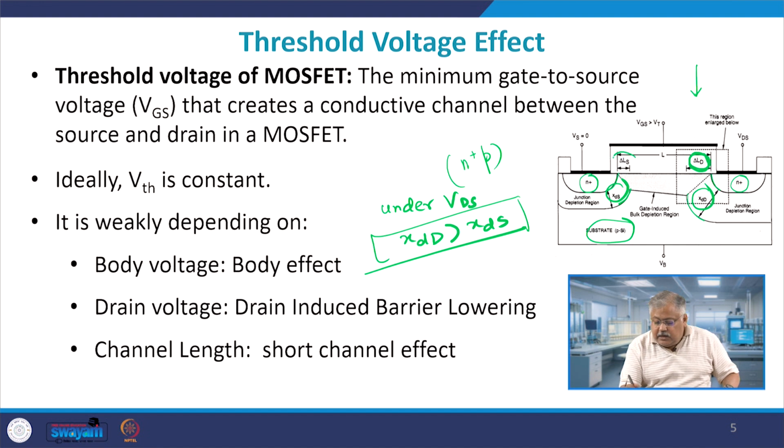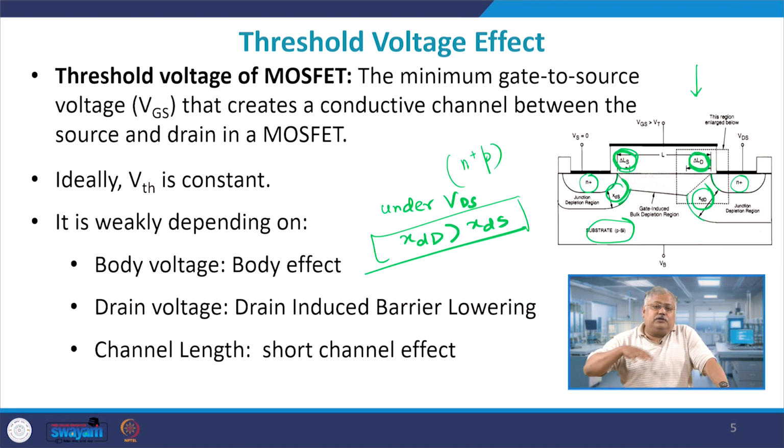Similarly, this is the amount of eating away of the inversion layer on the source side. However, that will be small, while this will be relatively large, and as a result your effective channel length will actually reduce as you go on increasing the value of VDS. That is what is known as CLM. We have already discussed this point.